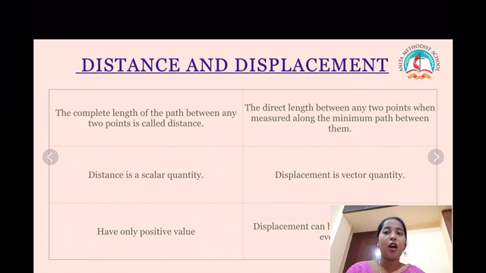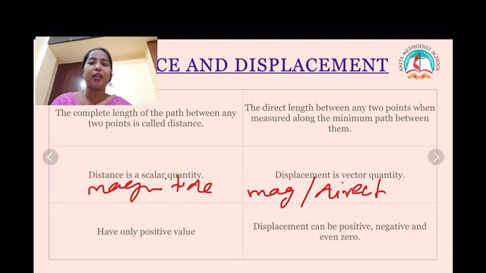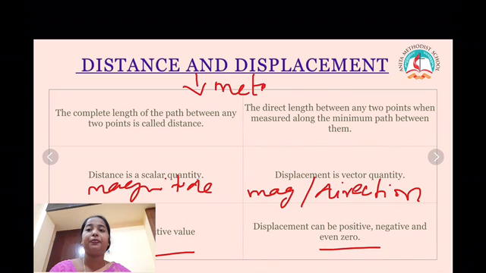Look at this tabular column. Distance is the complete length of a path between any two points. Displacement is the direct length between any two points. Distance is a scalar quantity. That means it shows only magnitude. Displacement is a vector quantity. It shows both magnitude and direction. Distance has only positive values. Displacement can be positive, negative, and even zero. The unit of both distance and displacement is meter.